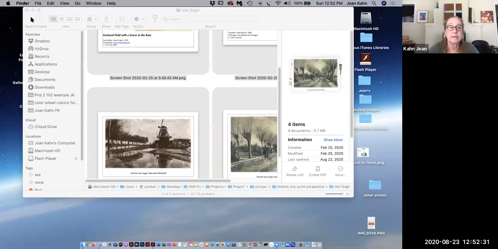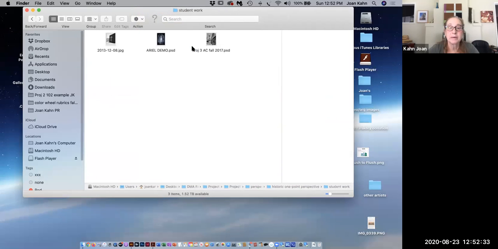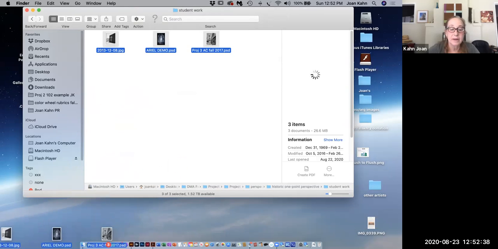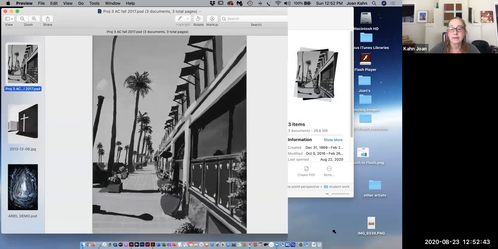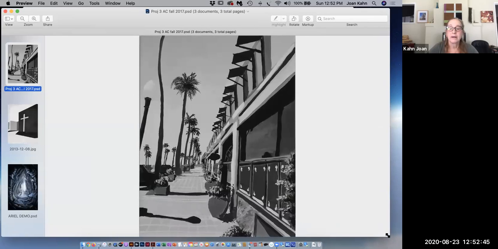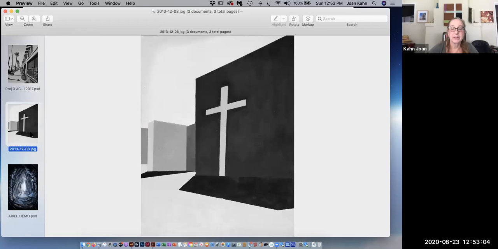Some other examples would be some work that was done in my classes, and these are paintings in grayscale. Notice that the lines here of the building and the other side of the brick pathway also lead to one vanishing point on a horizon line, which is, in this case, low, again, low in the picture.